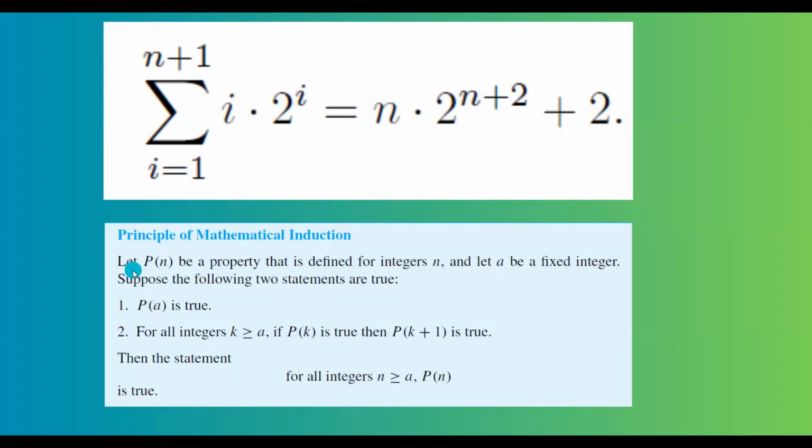Suppose P(n) is a property, where the left-hand side is equal to the right-hand side, that is defined for integers n, and let a be a fixed integer. Suppose the following two statements are true. P(a) is true, where a is usually the smallest value in the domain. The second statement is that for all integers k greater than or equal to a, if P(k) is true, you're able to prove that P(k+1) is also true. Then you can conclude that P(n) is true for any n greater than or equal to a.